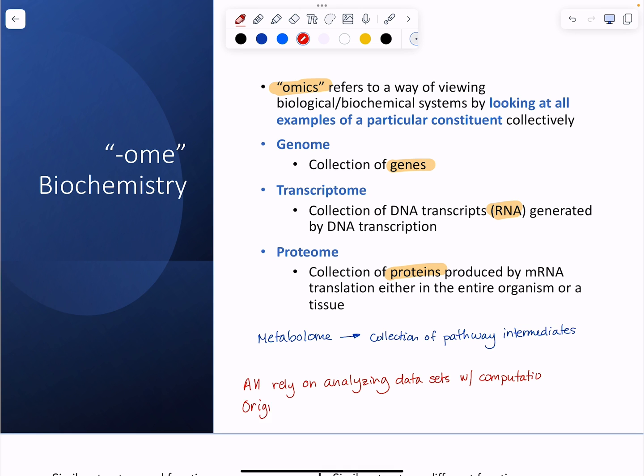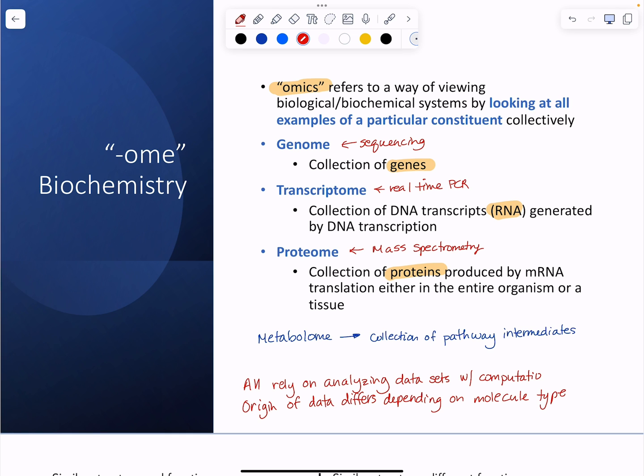So the origin of the data differs depending on the type of molecule. So this would be sequencing. This might be real-time PCR. This might be mass spectrometry. This would also be mass spec.